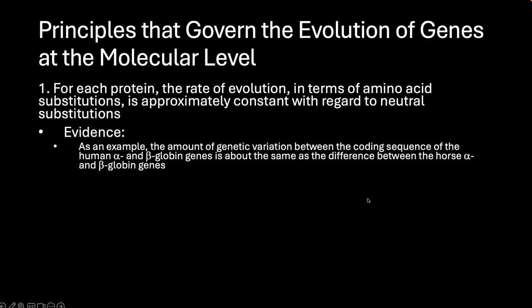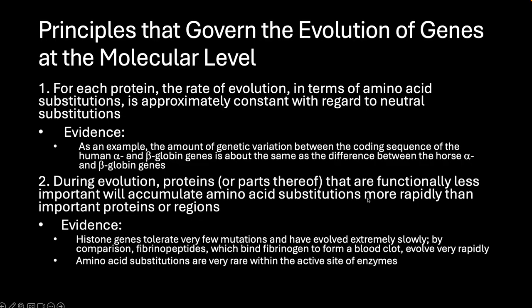The first is that neutral substitutions in amino acid sequences happen at a roughly constant rate. We saw this earlier in the globin gene family, where there were amino acid substitutions, but they did not affect how the globin protein ultimately operated.